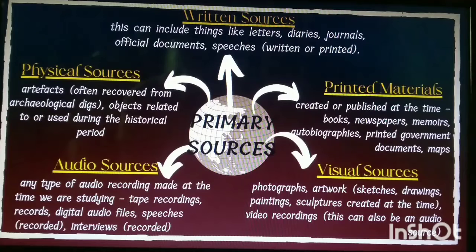Fifth one is the physical sources. This includes artifacts recovered or discovered from archaeological digs. These can be objects related to or used during the historical period.